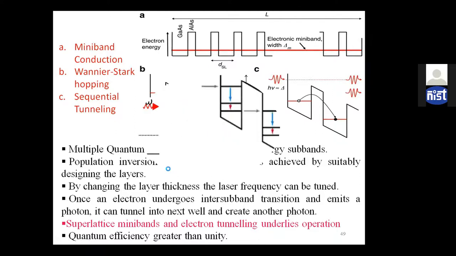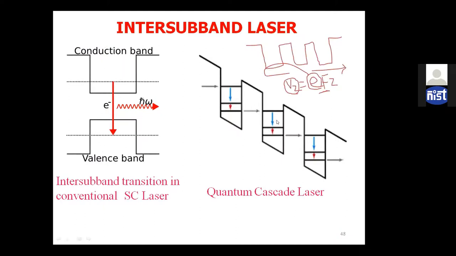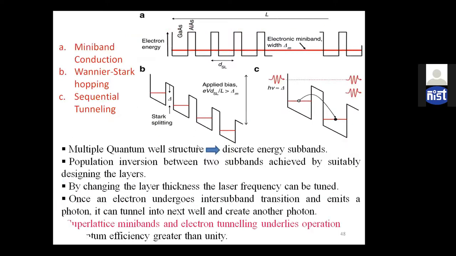The interesting fact is that we can modulate the lasing light simply by changing the well and barrier width, which is in our hand. That means artificially we can control this layer thickness through the growth process, and when you control this, your lasing property will change. So by changing the layer thickness, the laser frequency can be tuned.